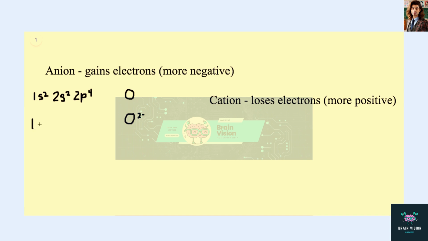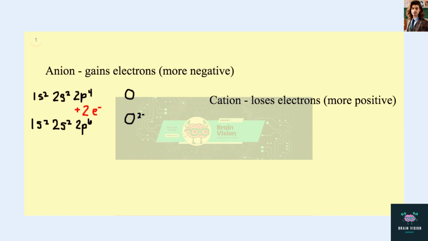So its electron configuration would be 1s2, 2s2, and 2p. Instead of 4, we add 2 electrons and it becomes 2p6. And this is because we add 2 electrons, and I'm going to show electrons by this symbol here. We add 2 negatives and it becomes 2p6. So when you have an anion, the electron configuration has more electrons.